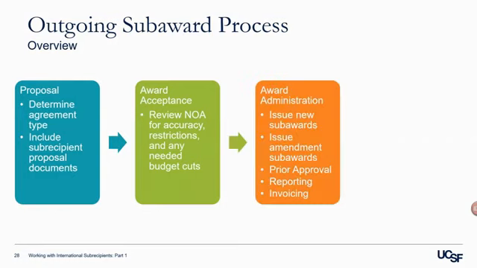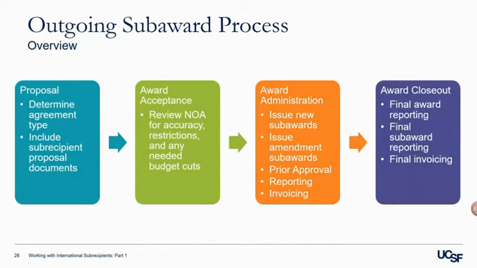During award administration, and that's after the prime award is funded and it's going on, that's when new sub-awards are issued. That's when amendment sub-awards are issued. There may also be some prior approval requests going on. There's reporting and there's invoicing all going on during this award administration time. During award closeout, you're going to see final award reporting, final sub-award reporting, and final invoicing. These are just some of the things that you'll really see related to subs during this process.